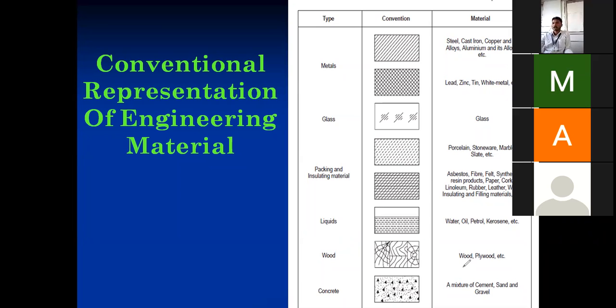Try to apply the logic. Now this is not part of our syllabus, but we should know. Being an engineer, we should know. White metal, lead, zinc, tin: which material is used where there is more friction?